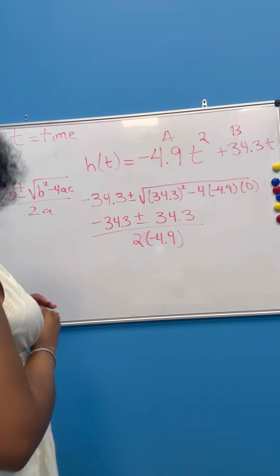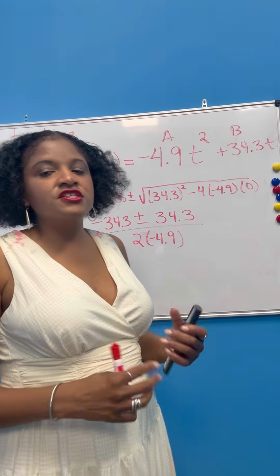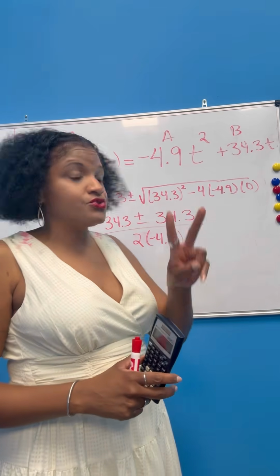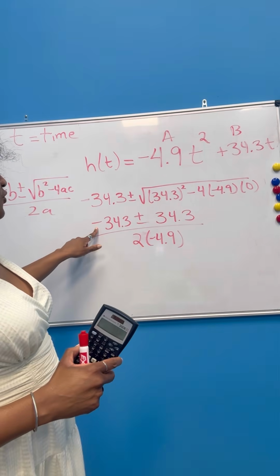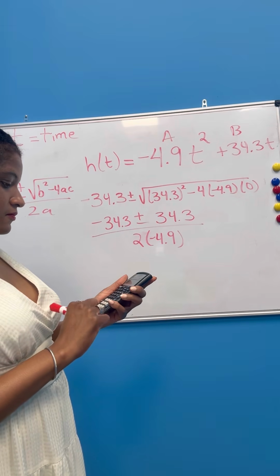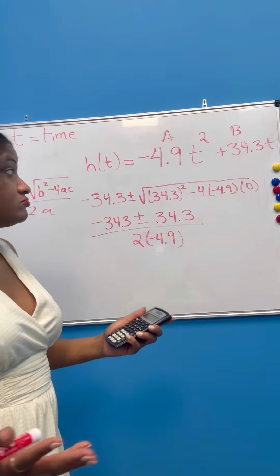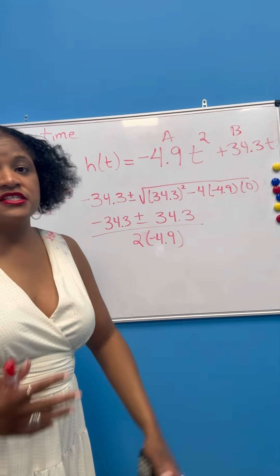All right, so now with quadratic equations, you have two possible answers. So let's see. The first one, we have negative 34.3 plus 34.3, and that's 0. So it doesn't matter what it's divided by.